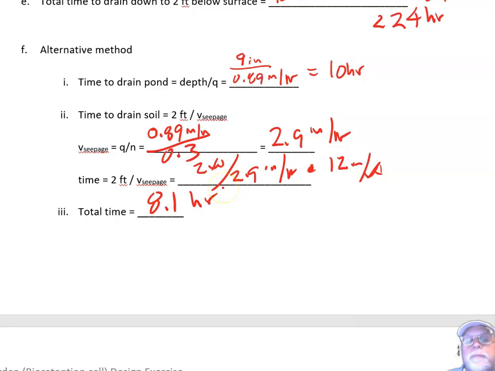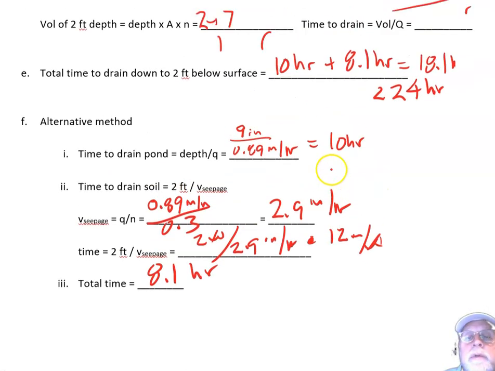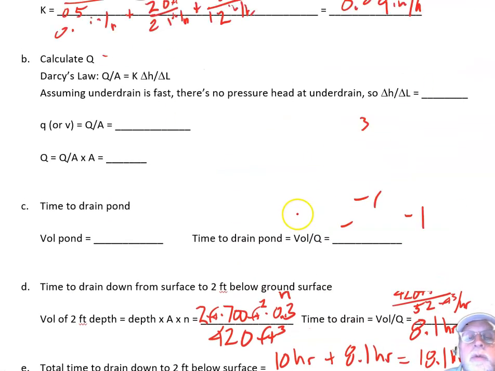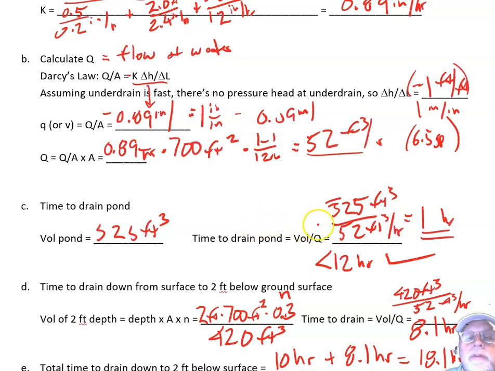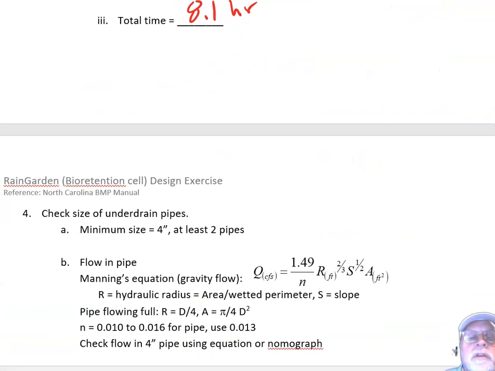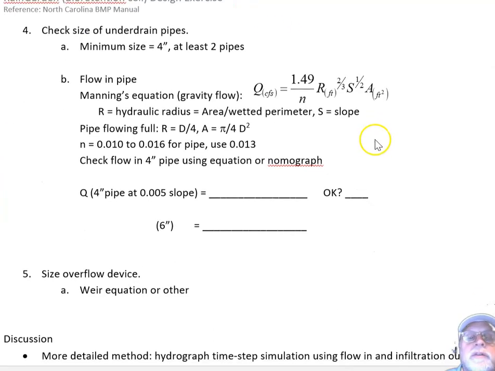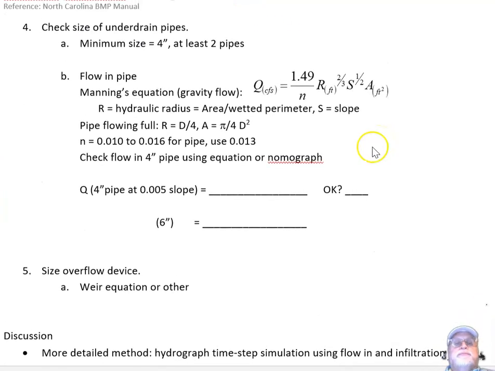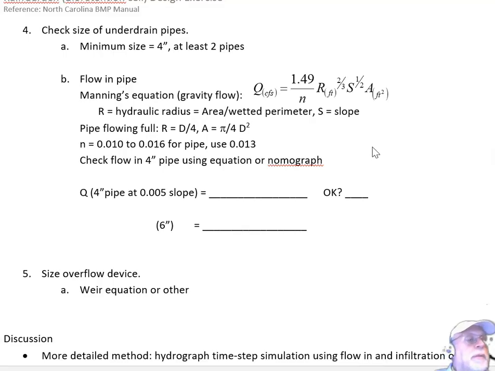for through the soil. So whichever way you want to look at it, might be easier to think of it as a flow going down through, or you might think in terms of the specific discharge and the seepage velocity. All right, now that's kind of the main part I want to go.